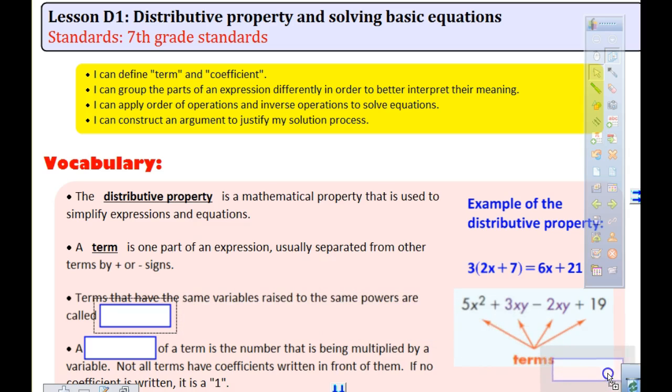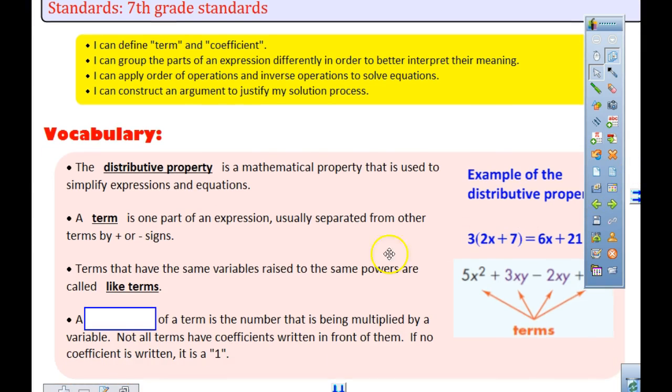Terms that have the same variable raised to the same power are considered like terms, which we will be able to combine together or add. And the last vocabulary that we are looking at on this page is a coefficient of a term. And what they say is a coefficient of a term is the number that is being multiplied by the variable. Not all terms have coefficients written in front of them. If there is no coefficient that is written, it is a 1.